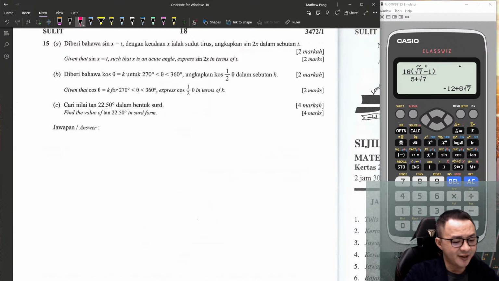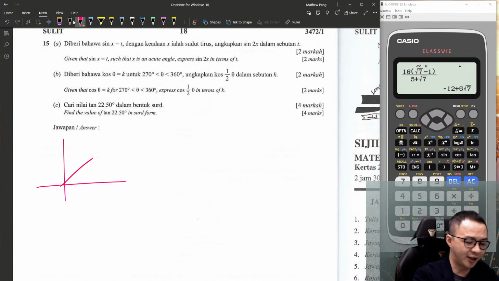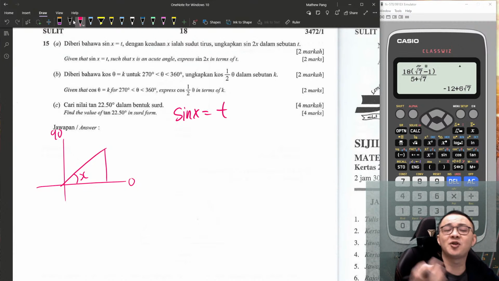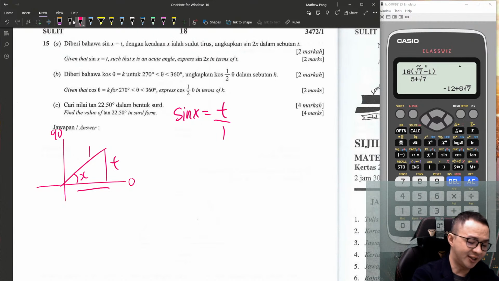Okay, given that sine x equals t such that x is an acute angle, I will draw the triangle in the first quadrant, which is 0 to 90, right? Acute angle. So this is my x. Since sine x equals t, sine is opposite over hypotenuse. So opposite is t, hypotenuse is 1. So this length by Pythagoras is square root of 1 minus t squared. So from there I can quickly know my cos and tangent if I want to.